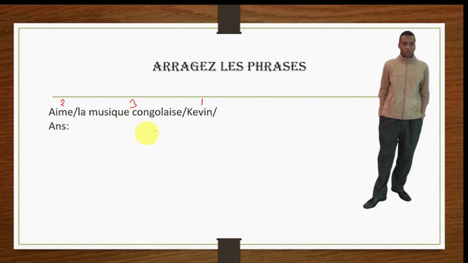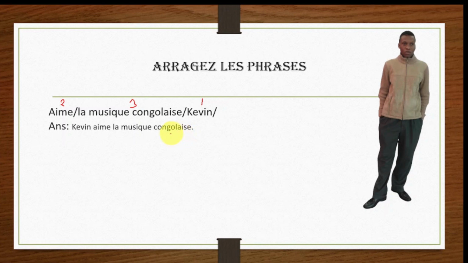Okay, so we're going to say Kevin aime la musique congolaise. So we're going to write it. So that's the answer. Kevin. I'm not saying Kevin, no, this one is French. Kevin aime la musique congolaise.